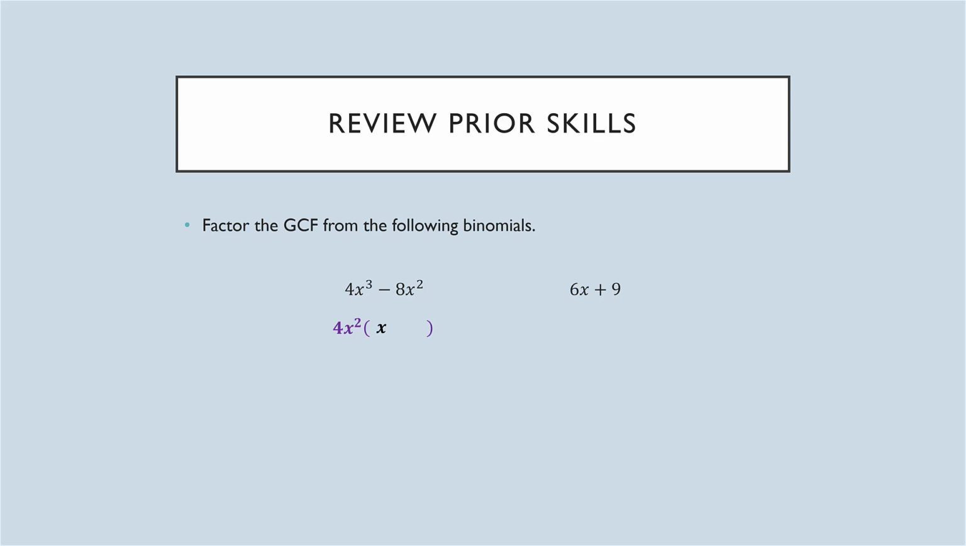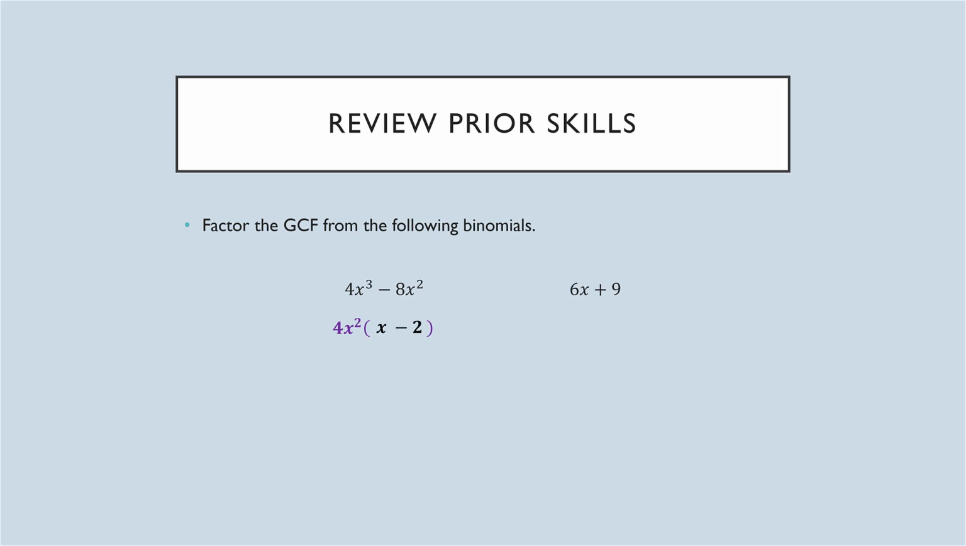Now I have my GCF of 4x squared, and I want to get to negative 8x squared. To get to negative 8, we need to multiply by a negative 2. And we don't need any variables because we already have x squared and we only want an x squared at the end. So this here would be our factored GCF from the original binomial 4x cubed minus 8x squared.